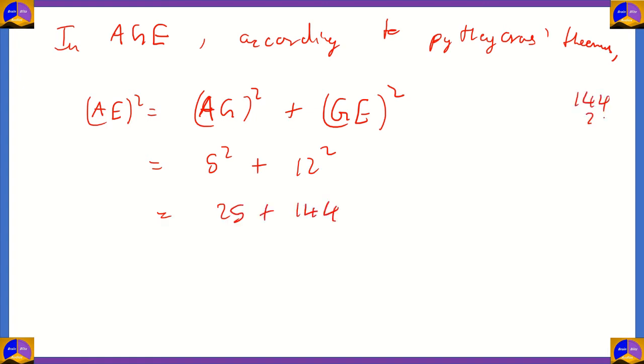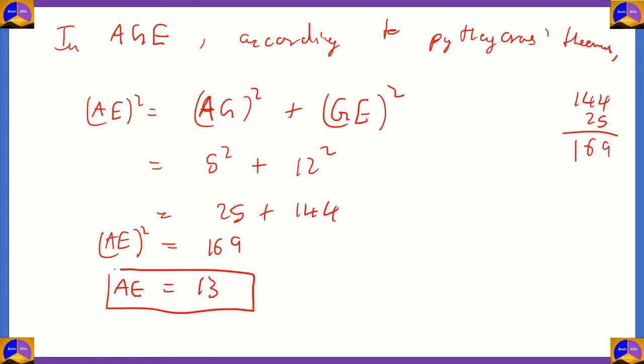So 144 plus 25. 4 5s are 9, 4 2s are 6, 4 plus 2 is 6, and then you have a 1. So you can do that easily on paper or on calculator, which is allowed in SAT. And you'll get the value of AE squared as 169. You just have to do a square root, but then I've memorized 169 as 13 squared, so therefore the value of AE will be equal to 13.